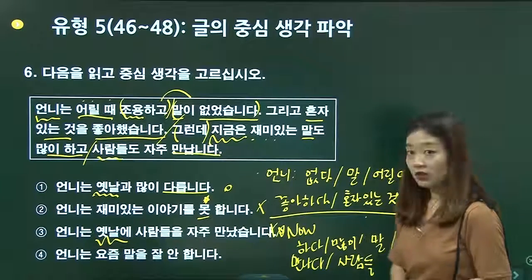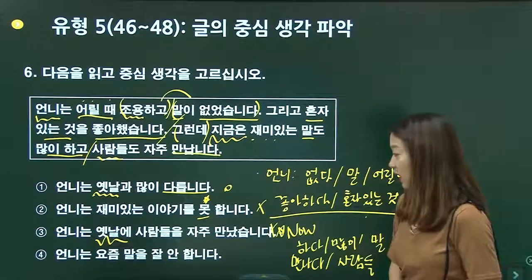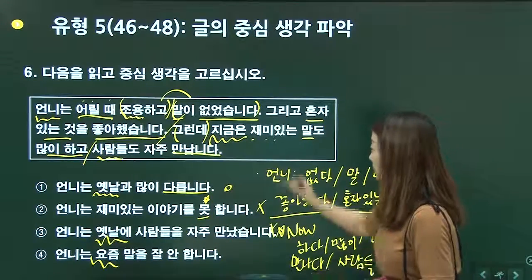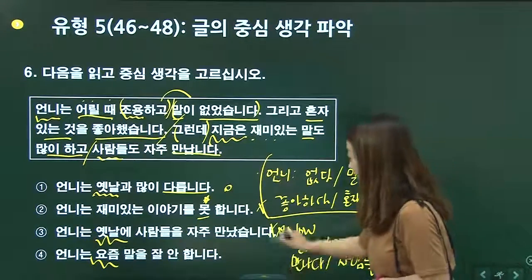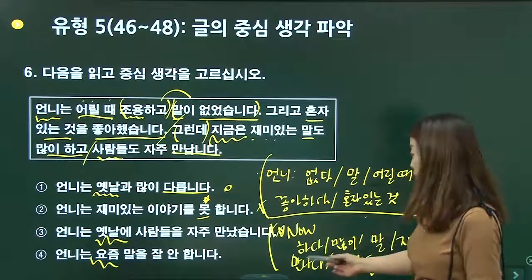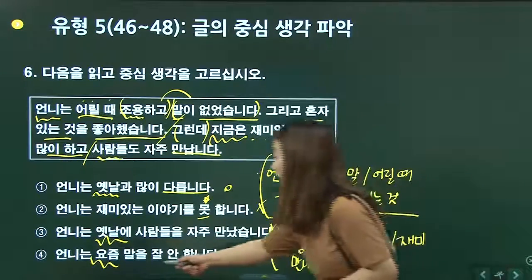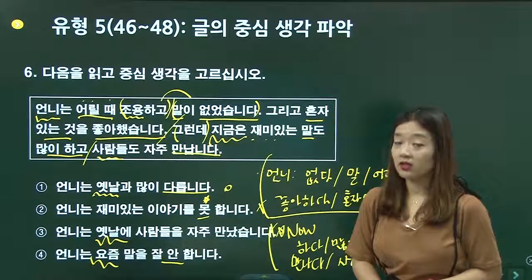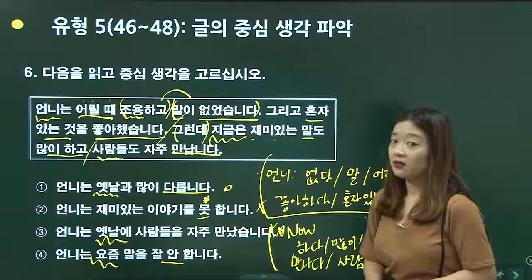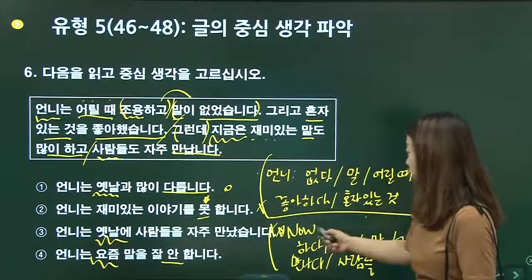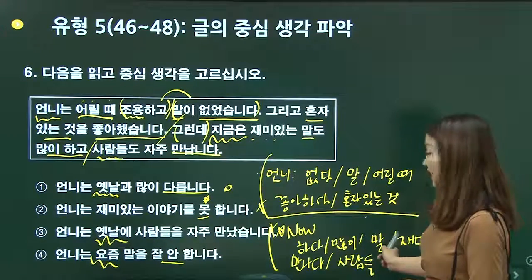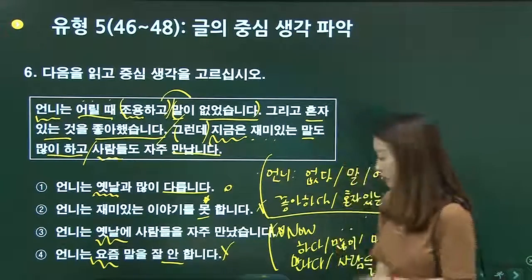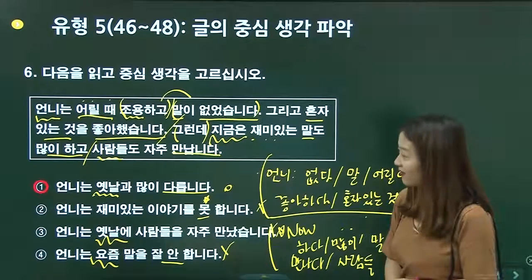Number four, 언니는 요즘 말을 잘 안 합니다. 요즘 means now, recently. So this is about 옛날, this is about 요즘. So 요즘 말을 잘 안 합니다 means she doesn't talk well now. But she talks funny things a lot, right? This can be wrong. So the right answer will be number one. Good.